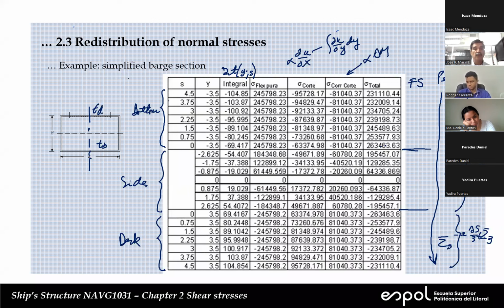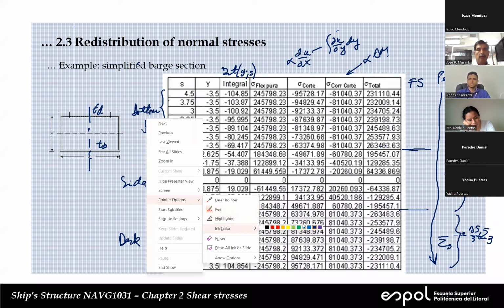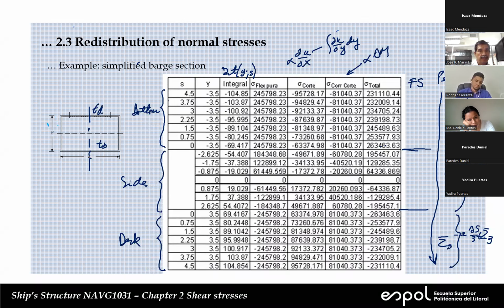In the real world, usually the thickness on the side is not uniform, all right? So what we have to do is simply integrate in every region. Let's suppose that we have T side 2 and T side 1. In this case, it's like having 4 regions: deck, bottom, side 1, side 2. You integrate in every region, and in that case the thickness will be constant.